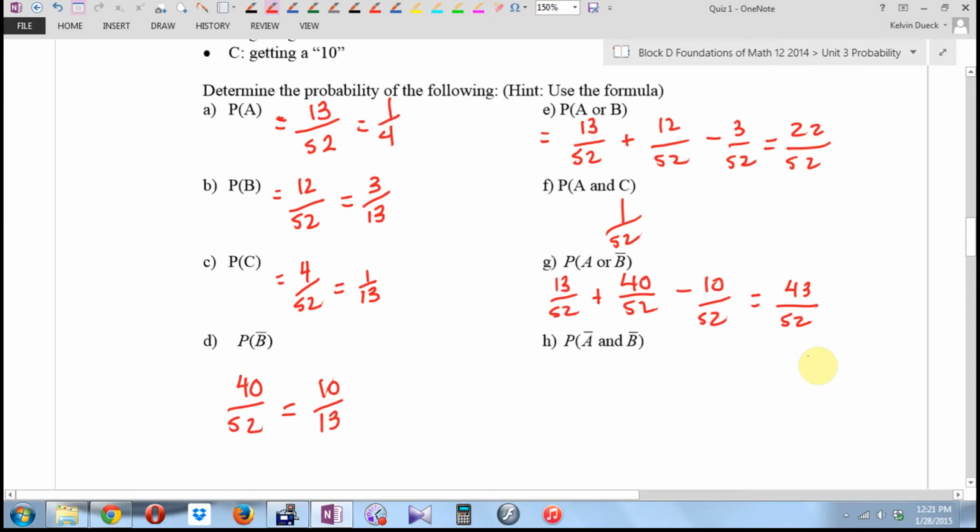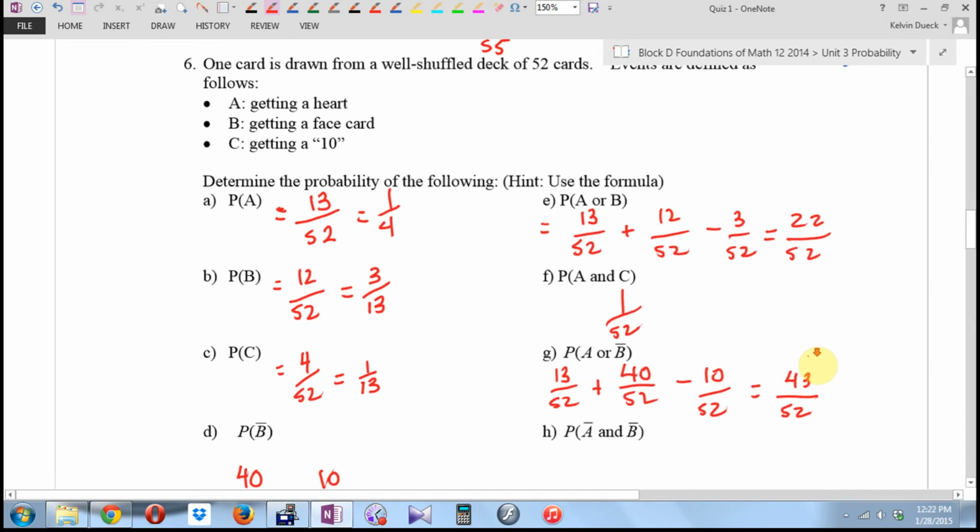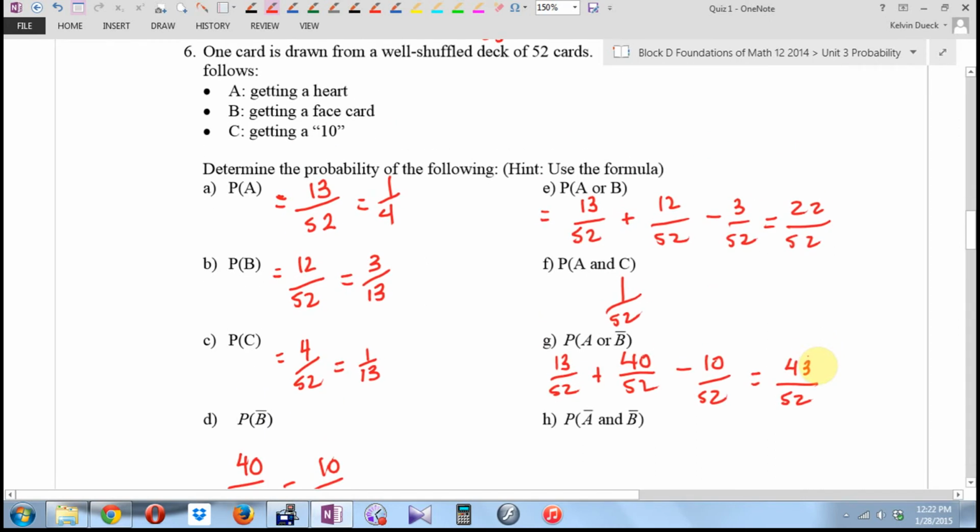H, not A and not B. Again, I'm going to count. So what this is saying in English is how many cards aren't hearts and at the same time are not face cards? How many cards at the same time aren't hearts and are not face cards?